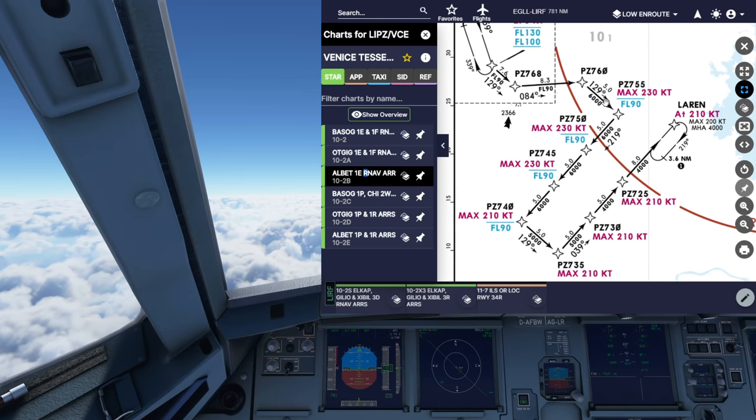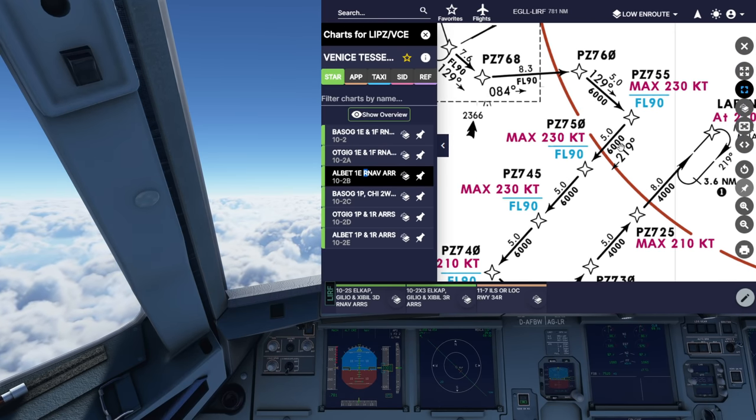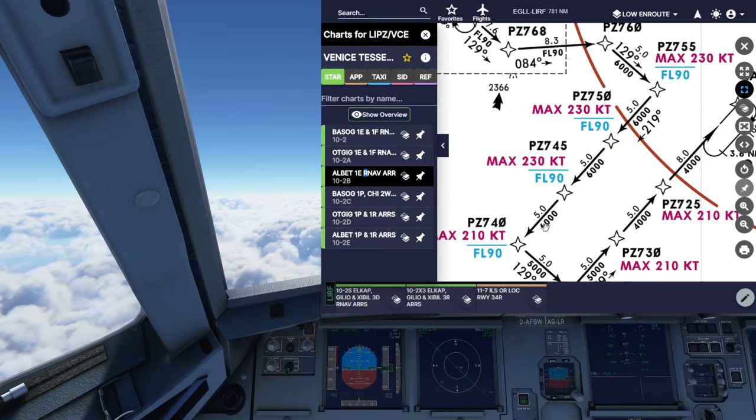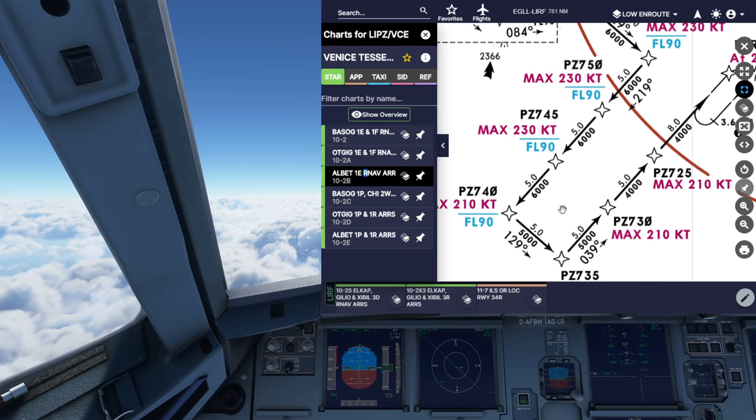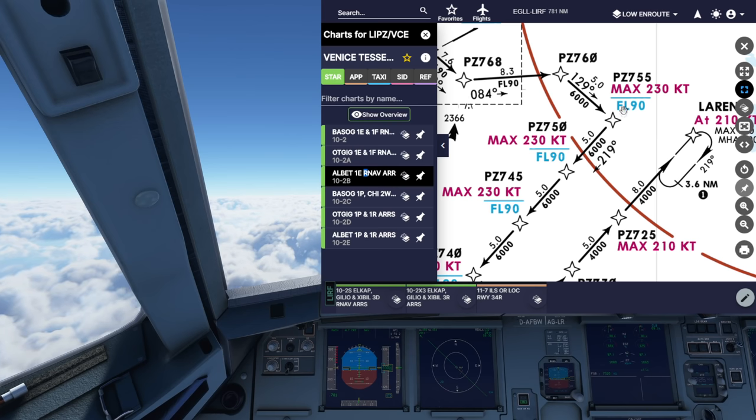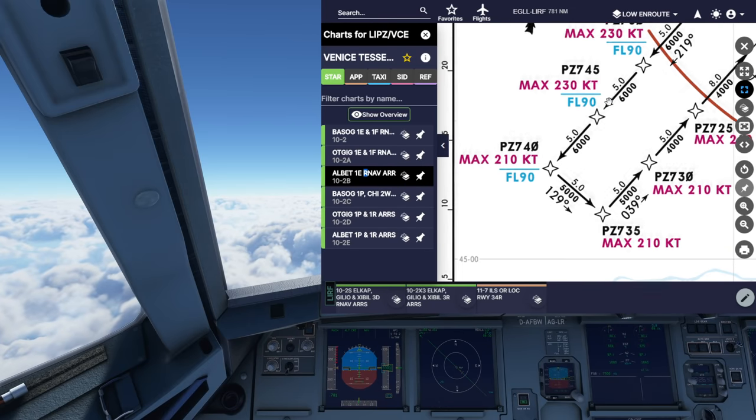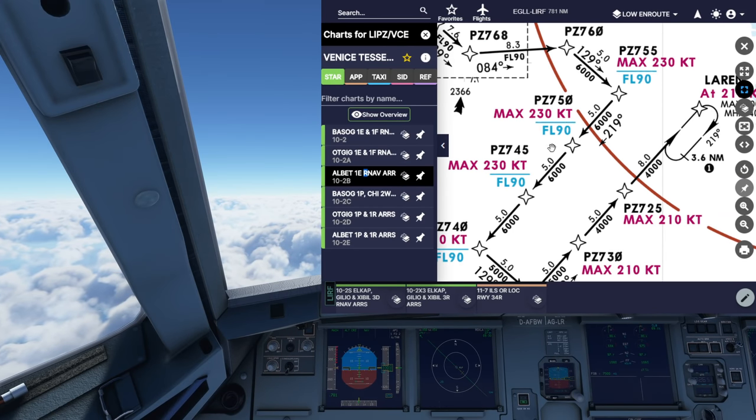And the difference with this one is you can see the altitude legs: 6,000 feet, 6,000 feet, 6,000 feet. So that's the minimum you can be there to keep you safe. But you can also see these blue with a line above. So you must be below flight level 90. That's what that blue with the line above means.